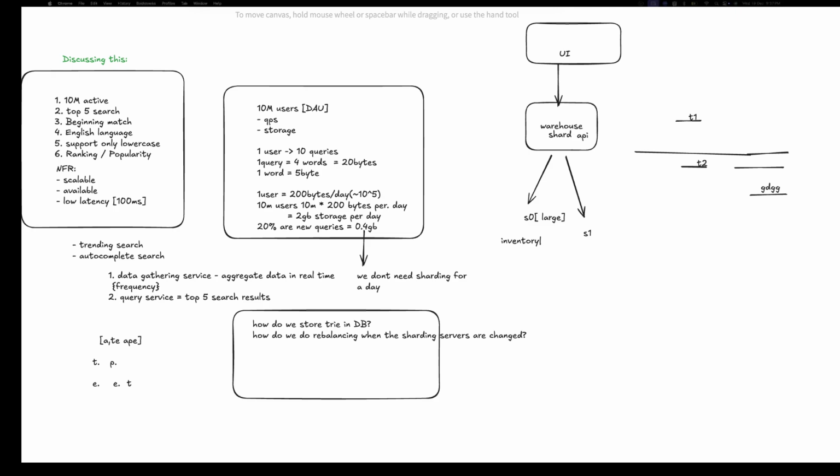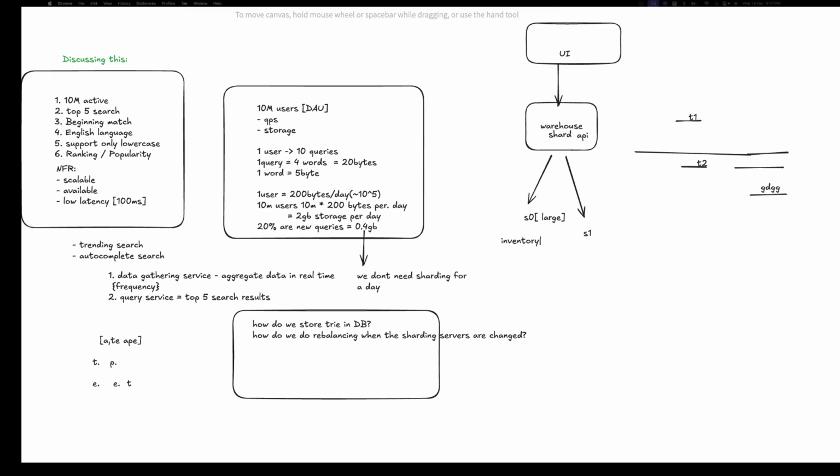So, back of the envelope estimation. In the estimation, I think we should be concerned about what QPS we are looking at. Let's say we have 10 million users, and these are the daily active users. So we are concerned about the QPS. What would be the QPS? What would be the storage that we require here?